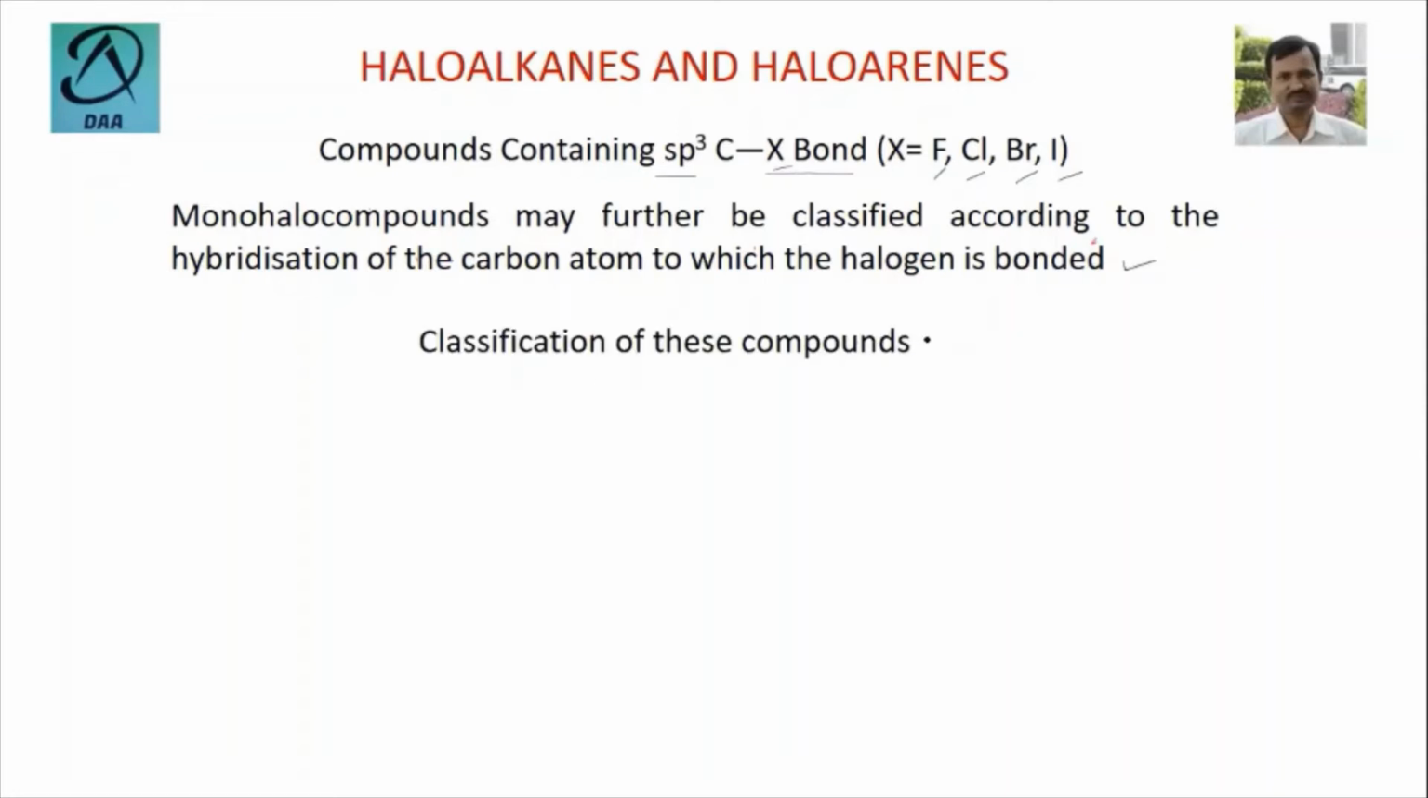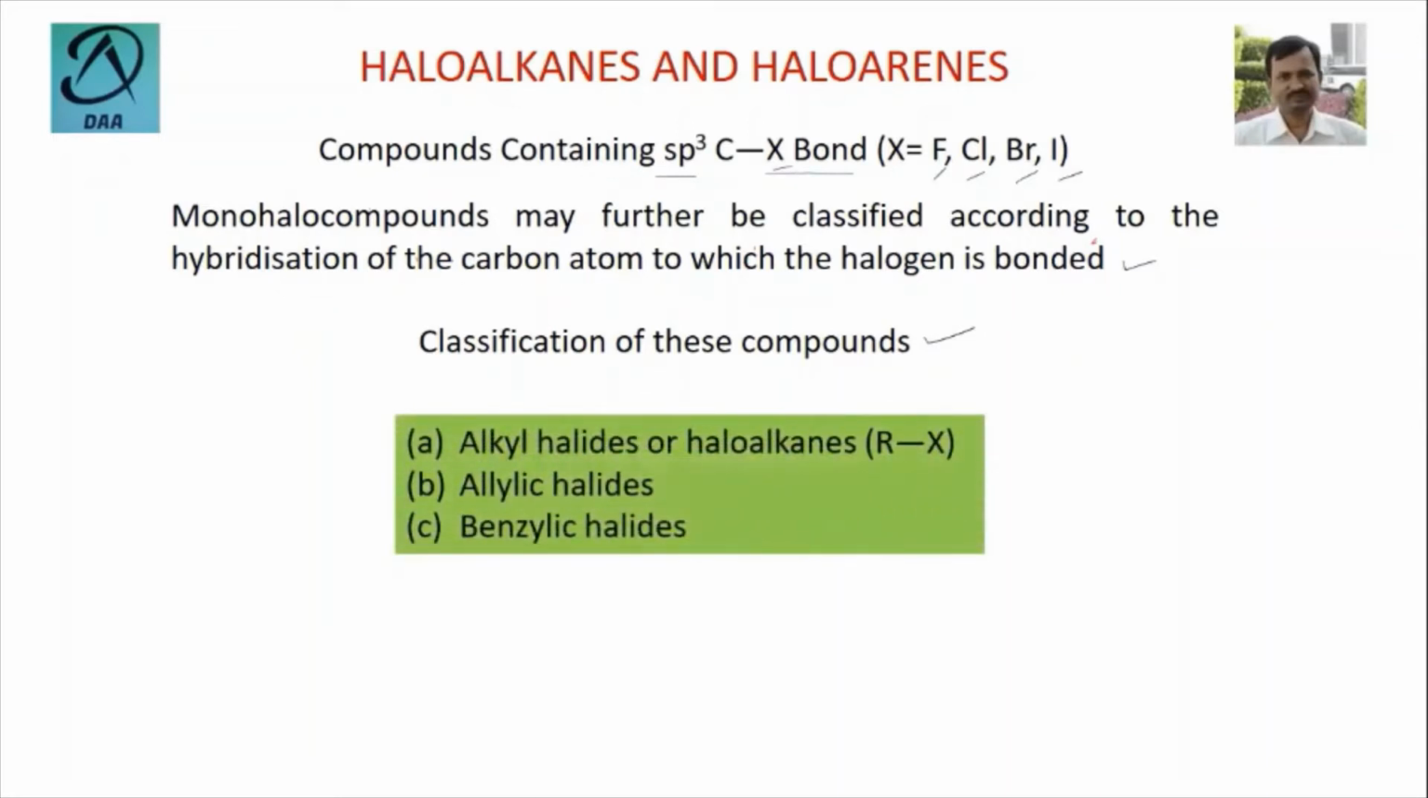Classification of these compounds. How to classify these compounds on the basis of the hybridizations? So, alkyl halides or haloalkanes, which have the R single bond X. Another one is the allylic halides. We'll go for structure just now. And another one is the benzylic halides.